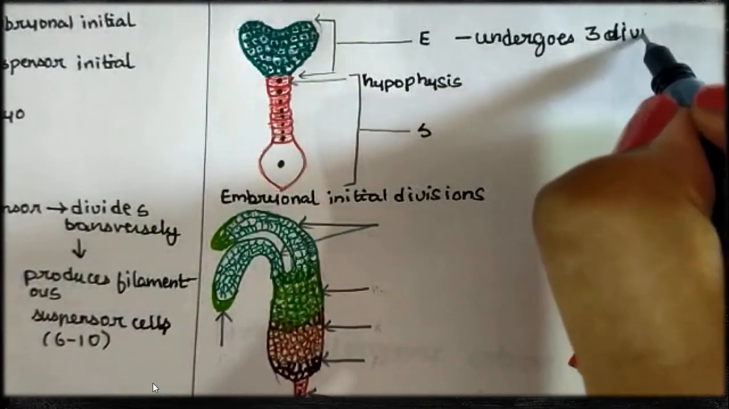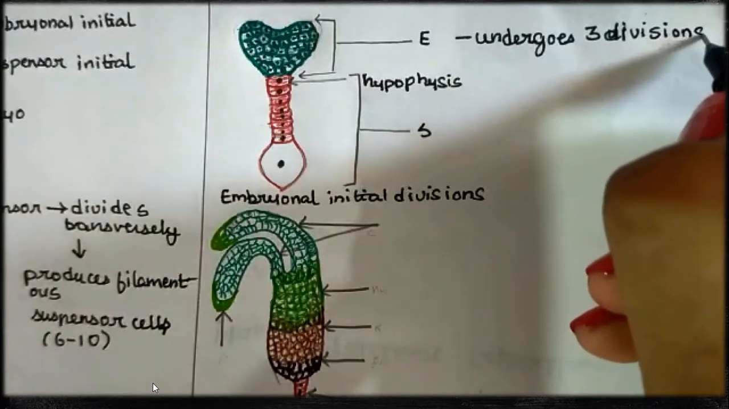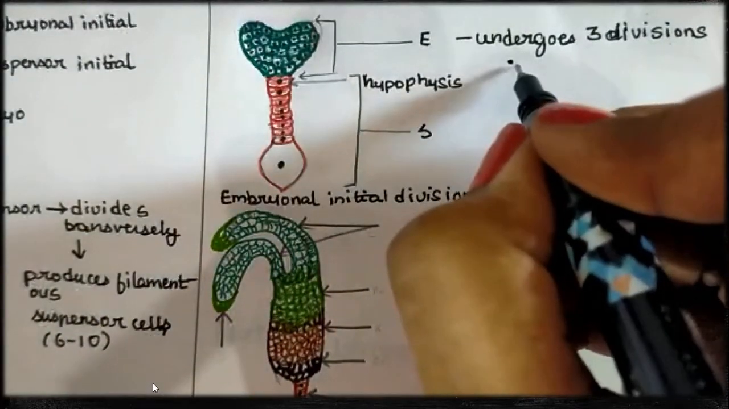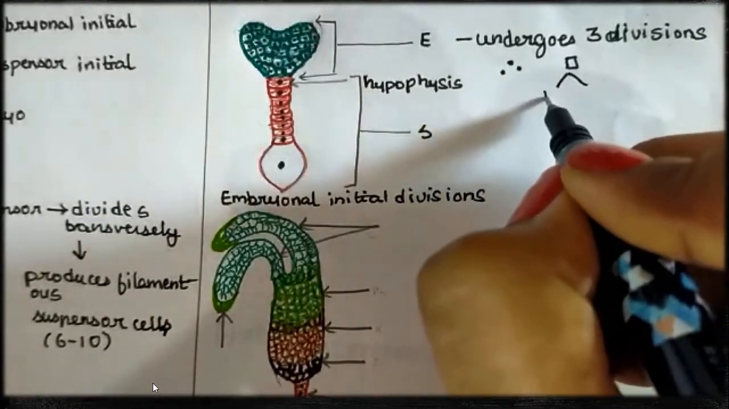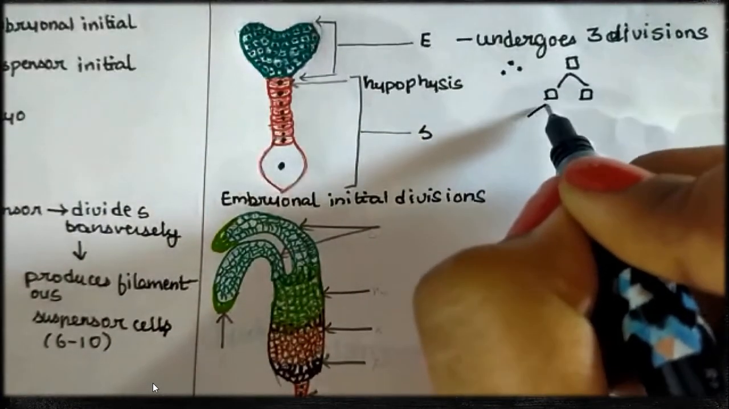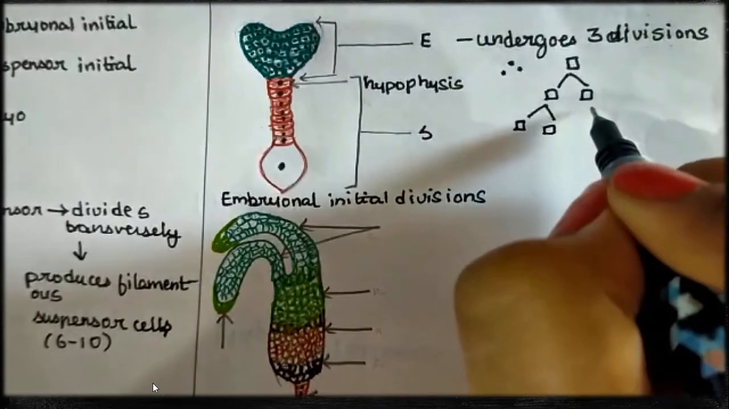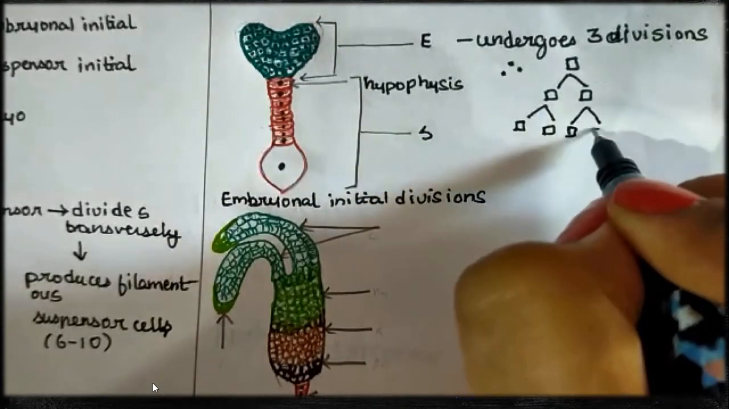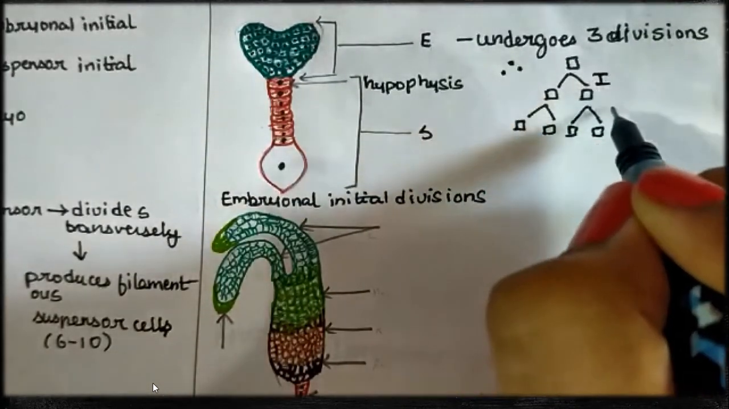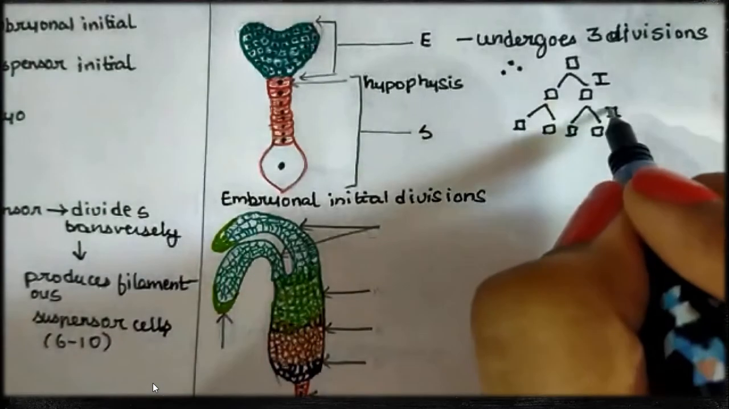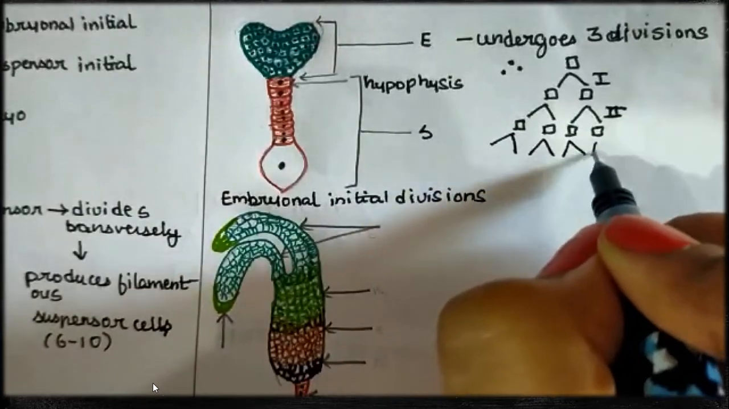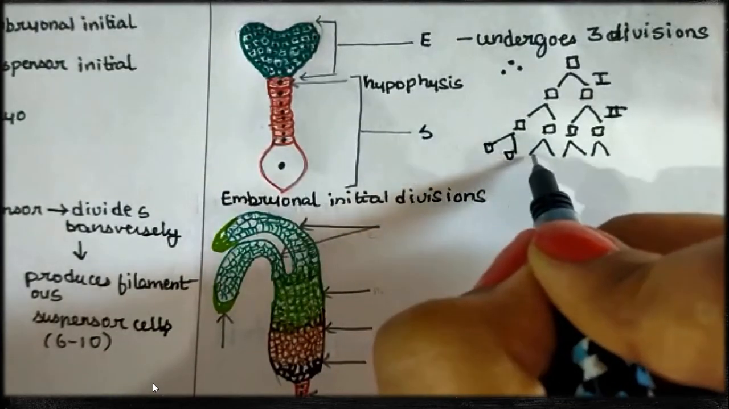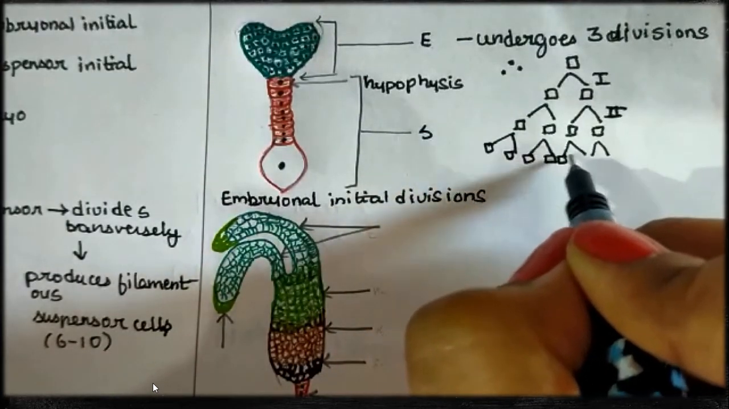As the suspensor initial cell undergoes division, similarly the embryonal initial cell also undergoes divisions. It specifically undergoes 3 divisions. In the first division, it gives rise to 2 cells. In the second division, it gives rise to 4 cells. And in the third division, finally, each cell will give rise to 2 more cells, which means finally it will form 8 cells. So 8 cells form an octant.